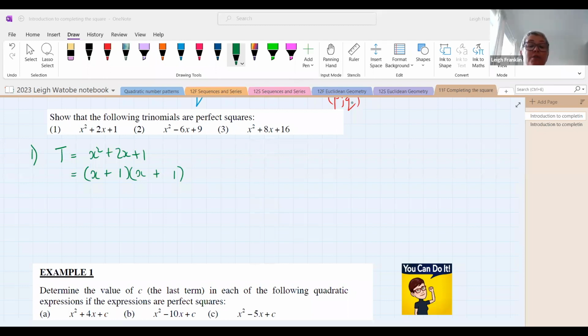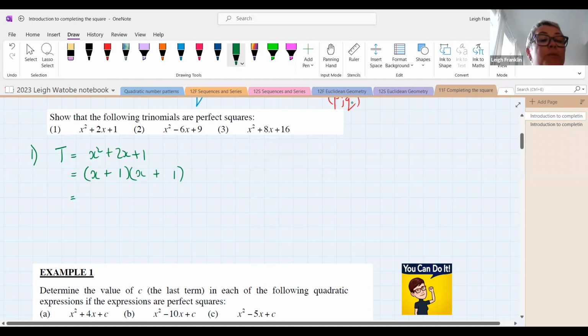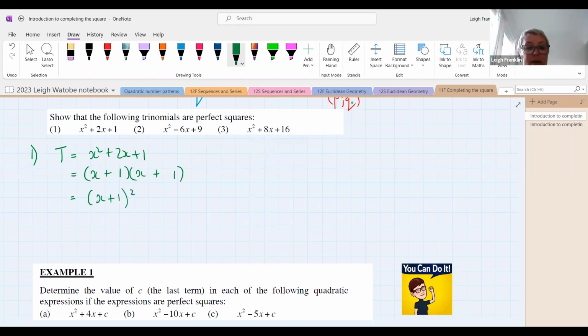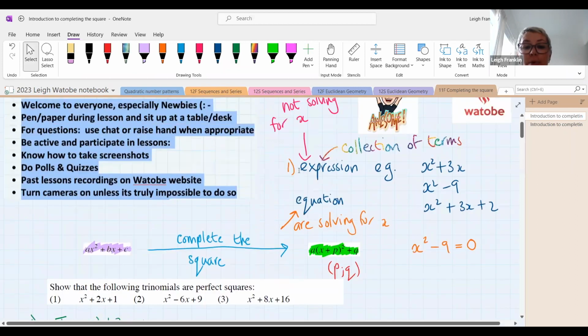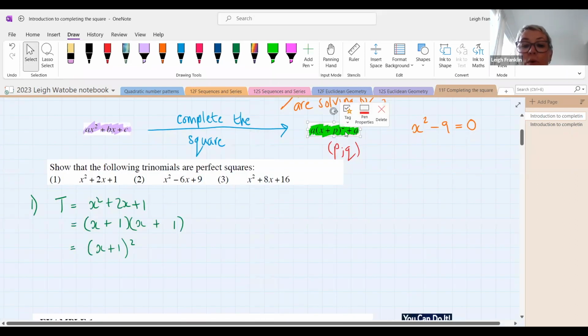Okay, we are not equating this to 0 because we are not solving for x. We are working with an expression and not an equation. The value of x is not important here. Okay, we're not solving for x. What's important is that with number 1 and number 2 and number 3, they can all be written as perfect squares. Right, now I'm showing you this because it ties into what we were talking about over here.